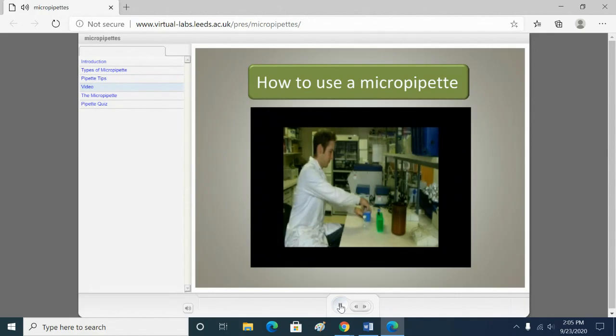Micropipettes are essential tools used extensively in laboratories today for the accurate measurement and dispensing of liquids. They are available in a range of sizes and can dispense anything from 0.1 microliters to 10 milliliters. However, they will only pipette accurately when used correctly. This short video will show you how to do this.